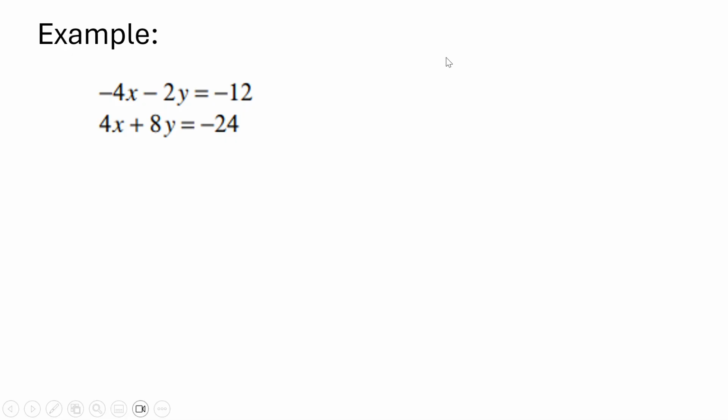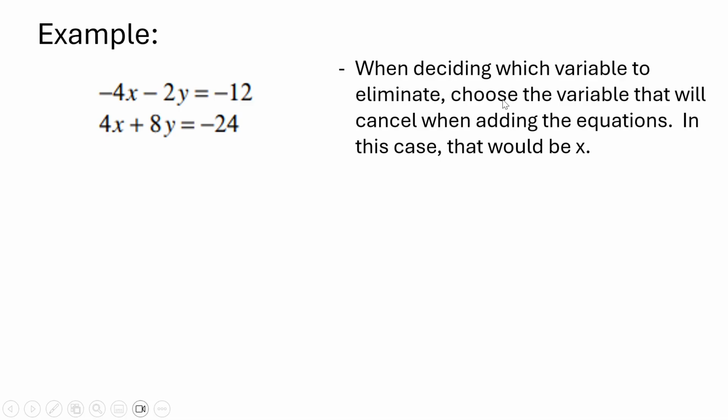All right, so let's take a look at this example. All right, so when deciding which variable to eliminate, you choose the variable that will cancel when adding the equations. So if we take a look here, if we add these two equations, we see that negative 4 plus 4 is 0. Negative 2 plus 8 is not 0. So these would not eliminate. The x's would eliminate. Okay, so we would go ahead and add these two equations.